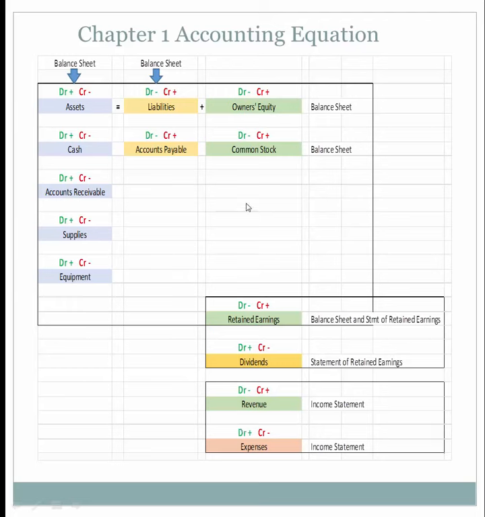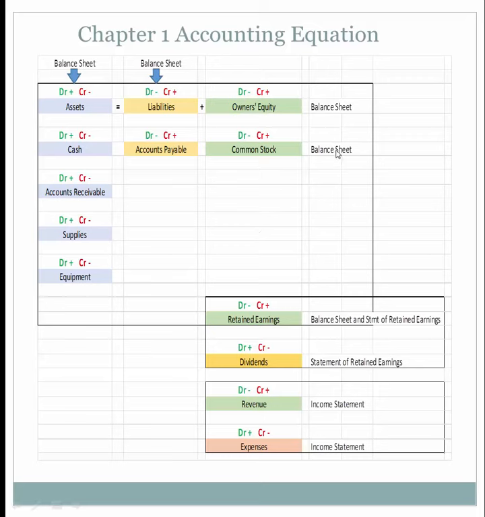Now, a word about our financial statements. Assets are only found on the balance sheet. That's the only place where you will find an asset. The same can be said for liabilities. Liabilities will only be found on the balance sheet. However, the owner's equity accounts can be found on a variety of financial statements.